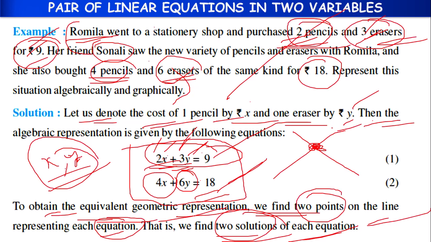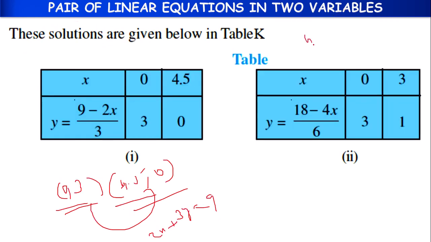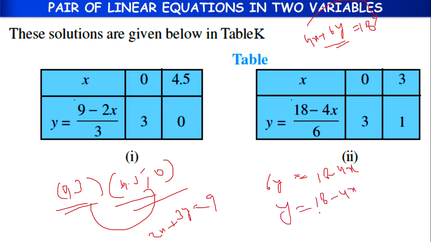In the same way, we have the second equation, 4x plus 6y equals 18. Let's isolate y. So 6y equals 18 minus 4x, with 4x taken to the RHS. We want only y, so y equals (18 minus 4x) by 6. In the place of x we can take any value, but the y value depends on x with the help of the formula (18 minus 4x) by 6.